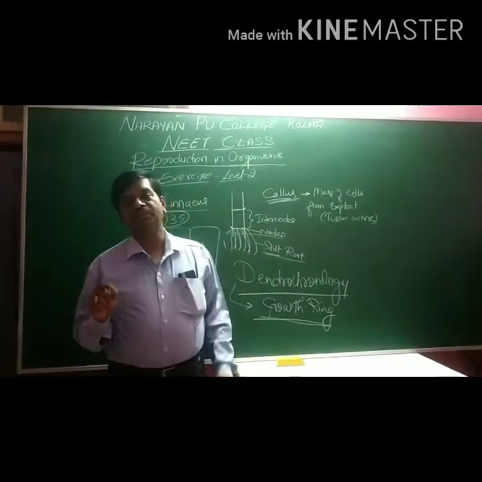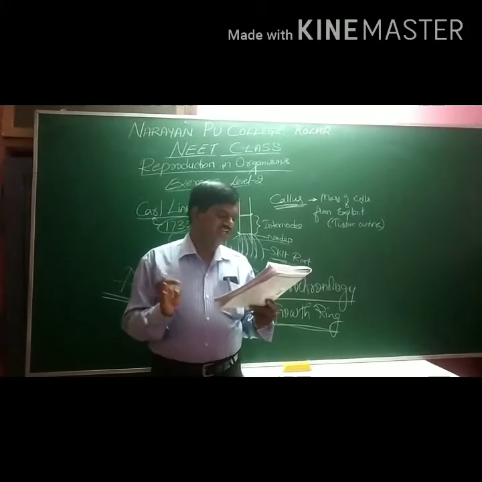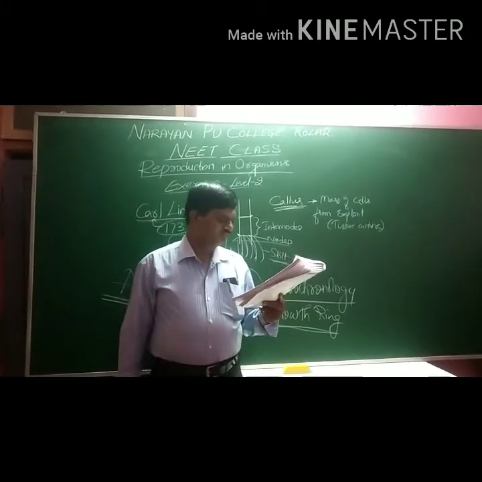Parallel venations can be seen in monocots, but venations never help in grafting. So the right answer is the first option.